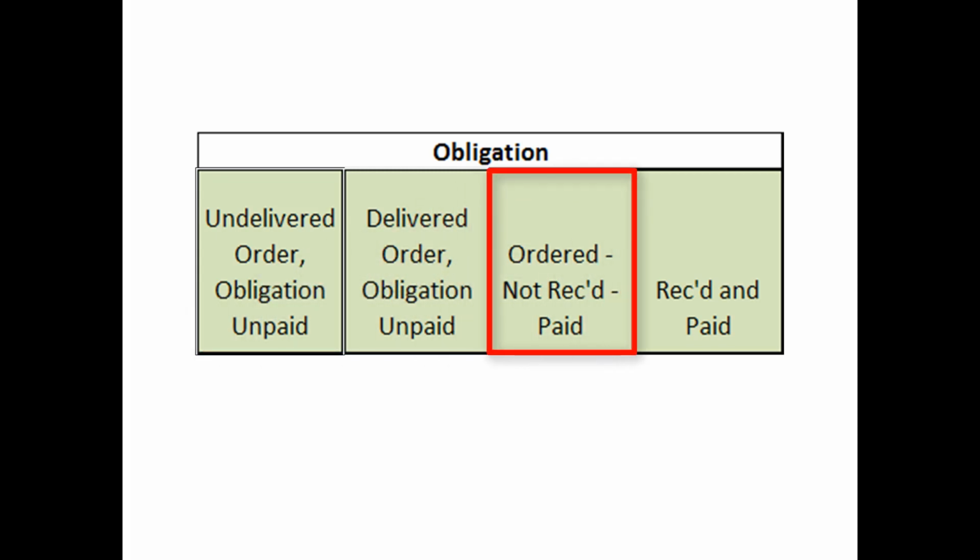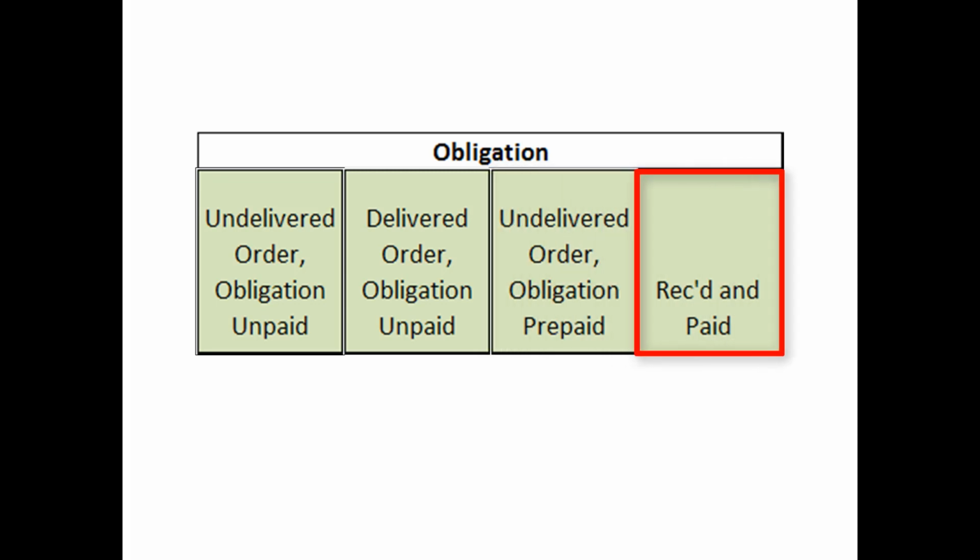The third obligation event involves the payment, that is outlay, for an order that has not been received. There are cases where the government advances money for an obligation before it receives anything. For example, grant payments are typically advanced before an expenditure report is filed. These would be classified as undelivered order, obligation prepaid, or advanced.